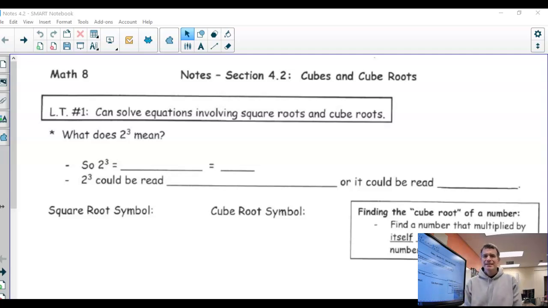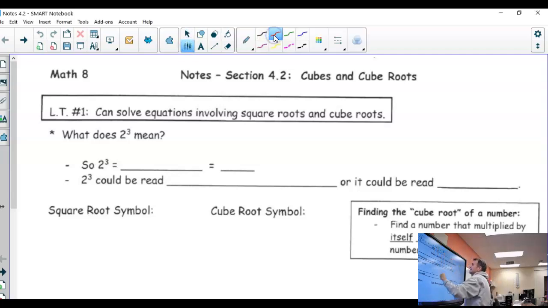We are in the first section of Chapter 4. We talked about squares and square roots. Well, in this chapter, we're going to step it up a notch, and we're going to talk about cubes and cube roots. So let's go. Our goal today is to be able to solve equations, that's right, solve equations that involve cube roots. We've already done the square roots, right?